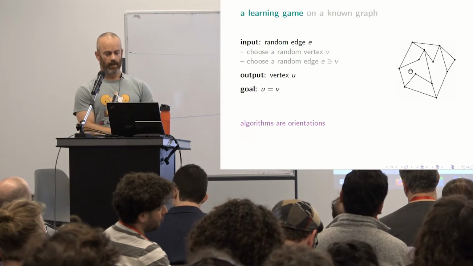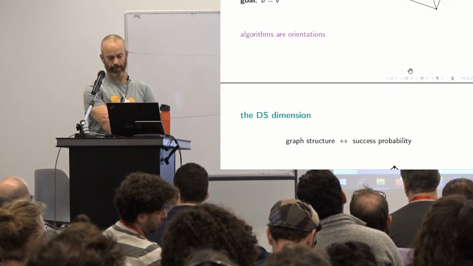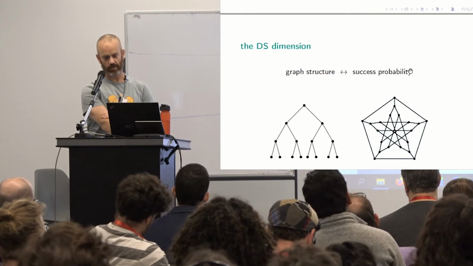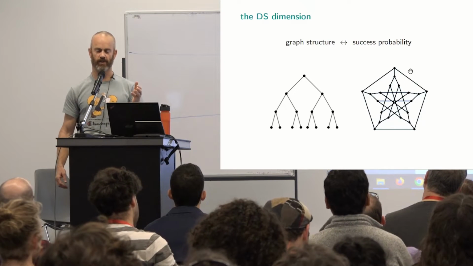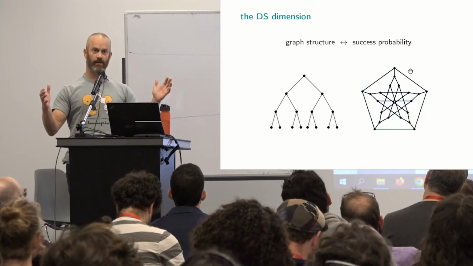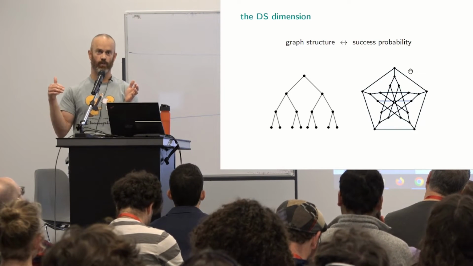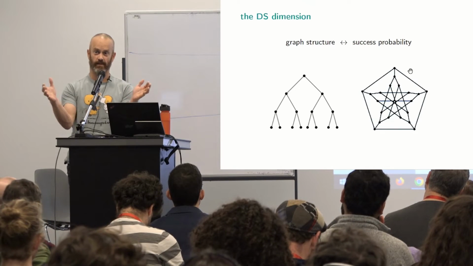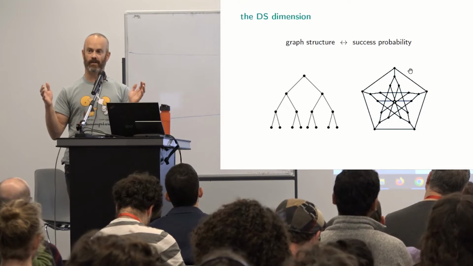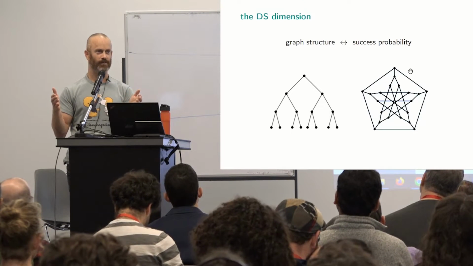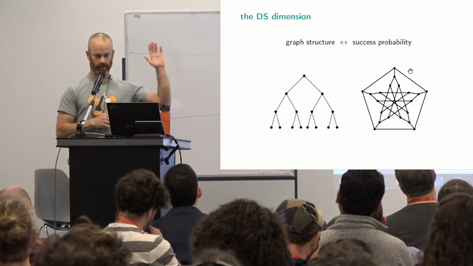And the thing about the DS dimension is that it somehow captures this idea. The graph structure tells us whether we have a non-trivial algorithm or not. This depends on the graph. How do we capture it? This is what the DS dimension does. So the DS dimension is a way to capture this in the learning setting.